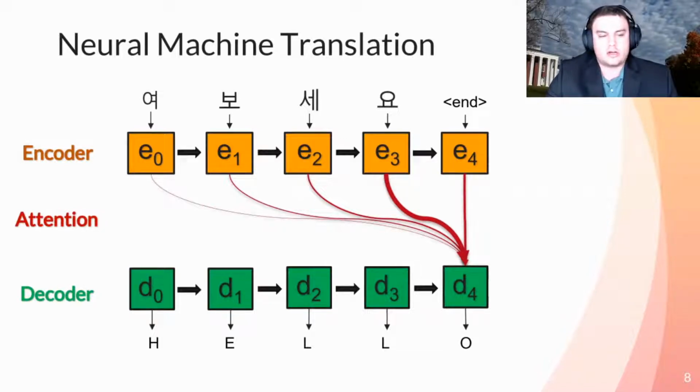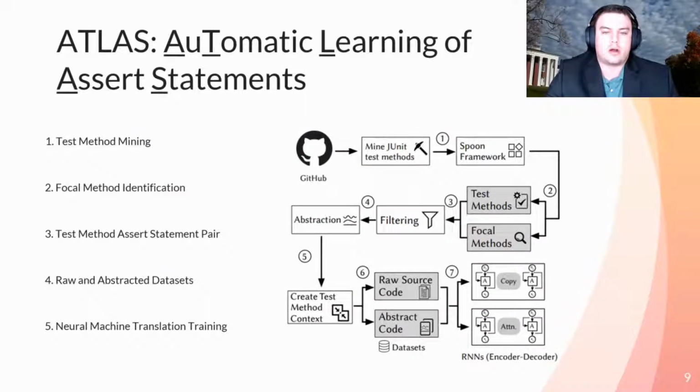And then our decoder here takes the information from the encoder, the information from the attention mechanism, and any previously decoded tokens in order to decode the token at the current time step. And we wrap our approach around this basic model of neural machine translation.